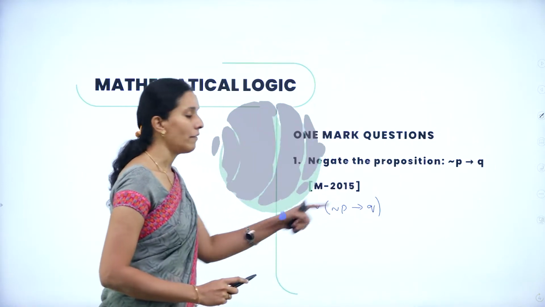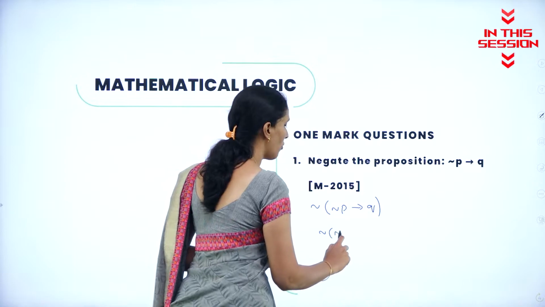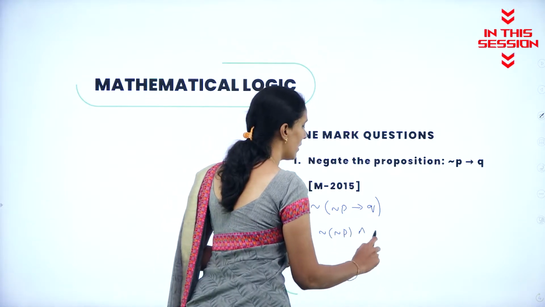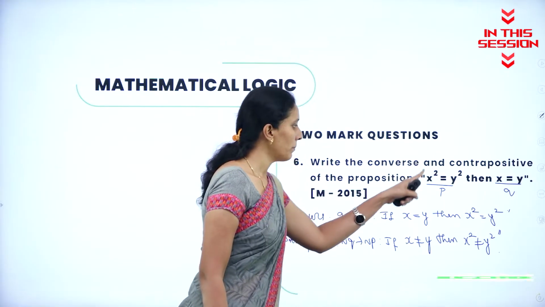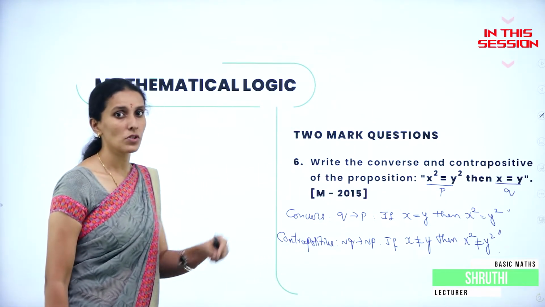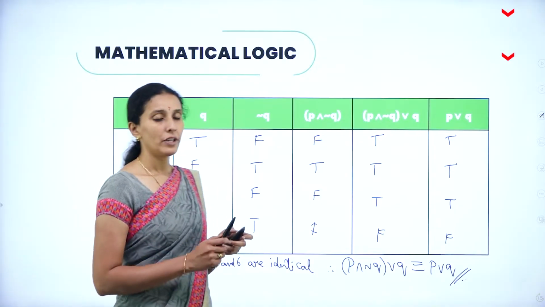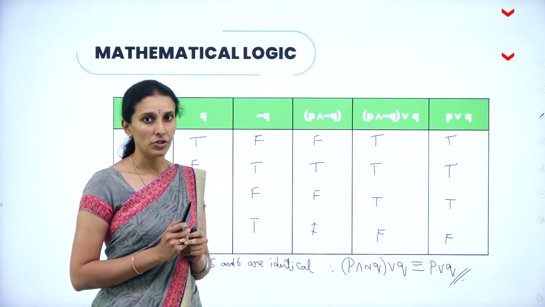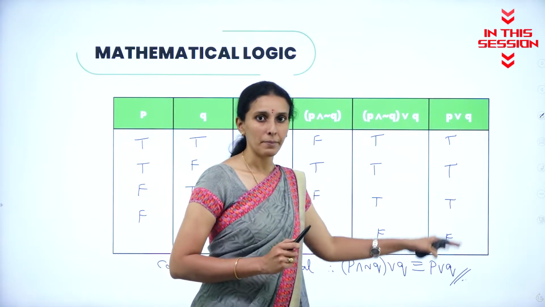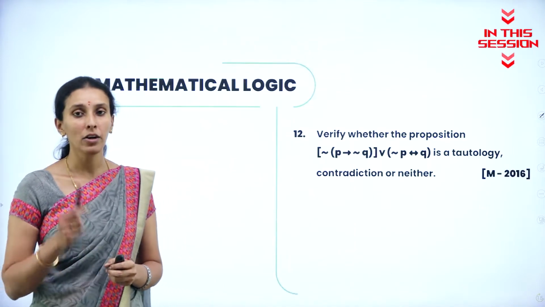So whenever you have negation of conditional, it always says it is negation of negation P and negation of Q. Q implies P becomes the converse statement, not Q implies not P becomes the contrapositive proposition. So when you are verifying any compound proposition, if the last column contains all the values as true, it is nothing but a tautology.